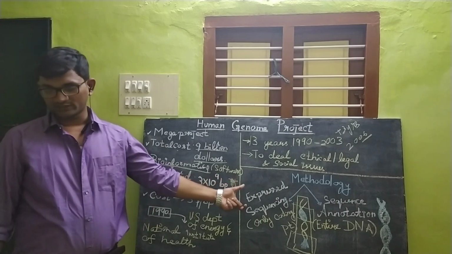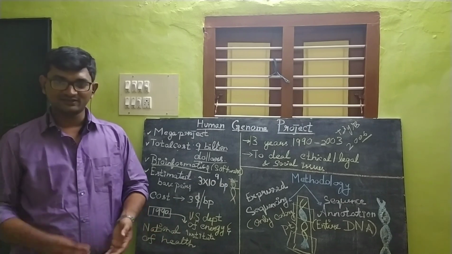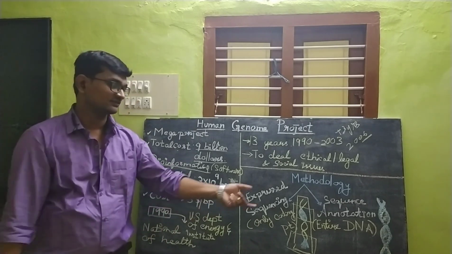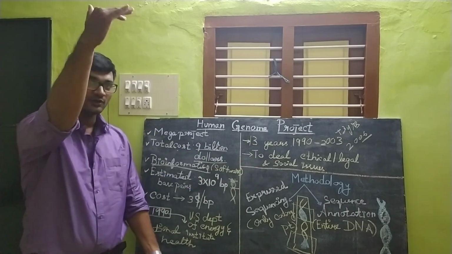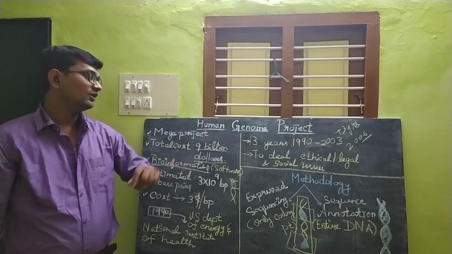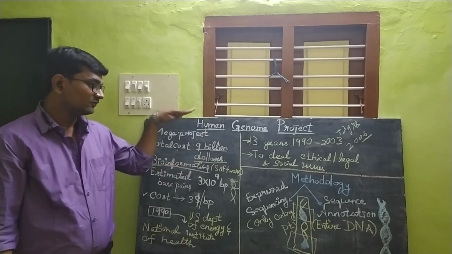So what are the 2 methods used in the Human Genome Project? Expressed sequencing is where you take only the coding points of human beings. Whereas sequence annotation is where you take the entire DNA in order to go for a method for the Human Genome Project. I'll give you a review on the 2 topics.